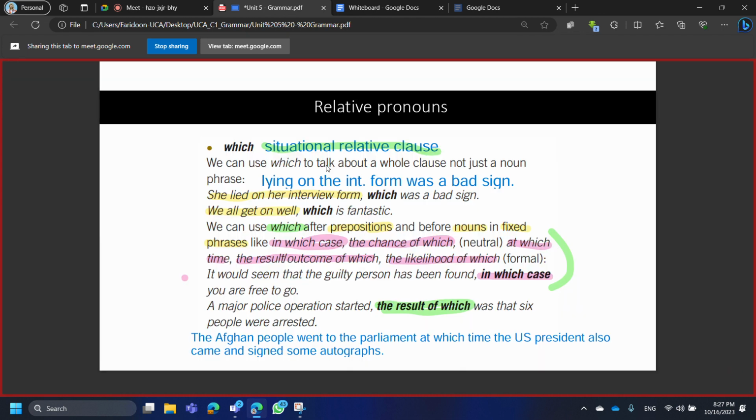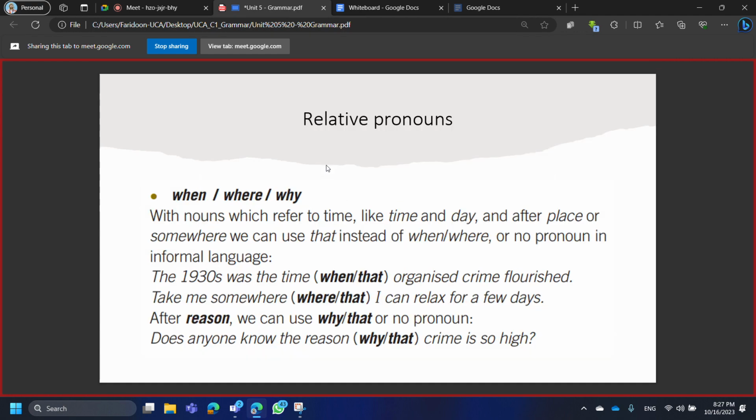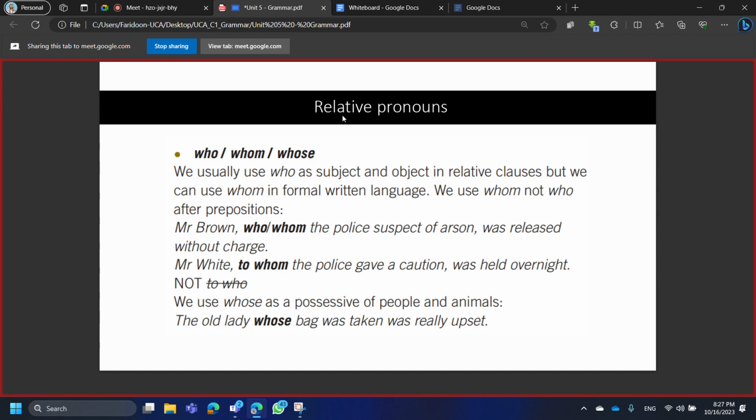Going to the other slide. In the next slide we have some other relative pronouns, and those are who, whom, and whose. People think that they're from the same family, but not really.